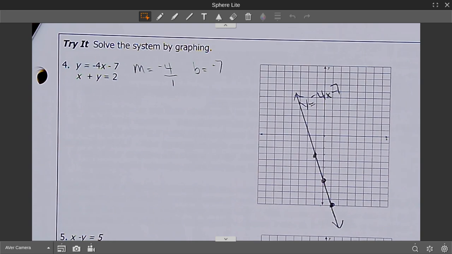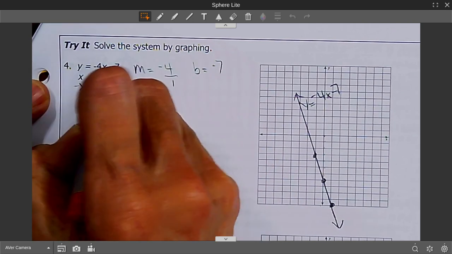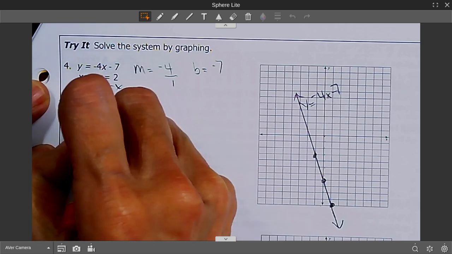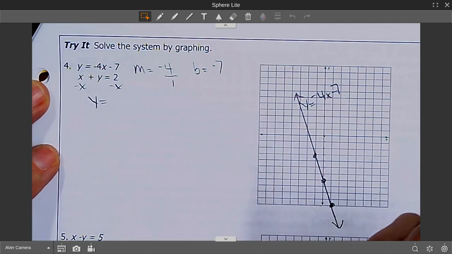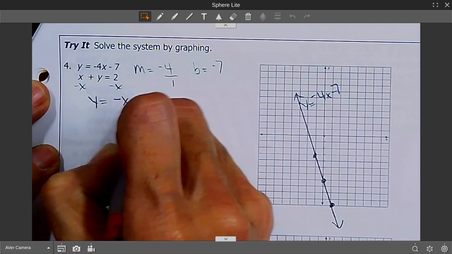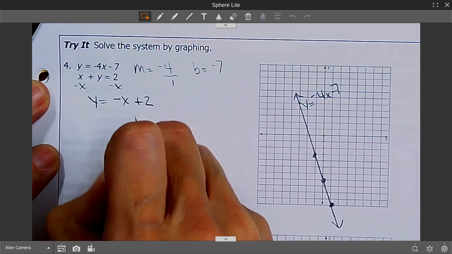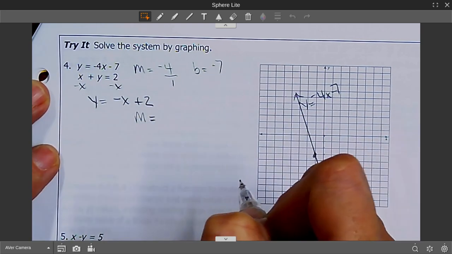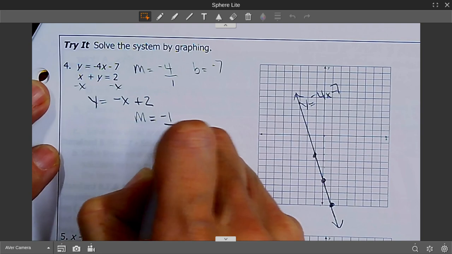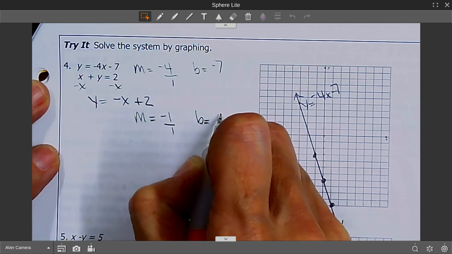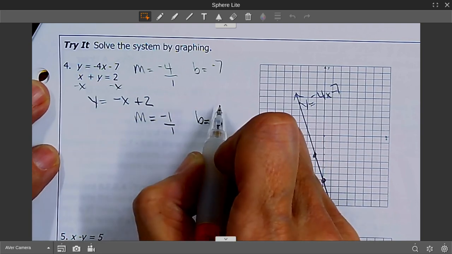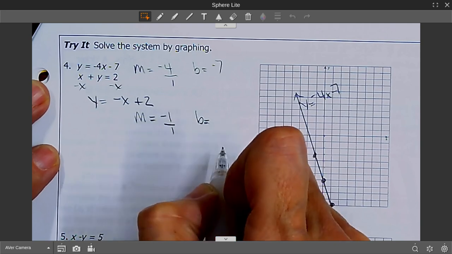Is our second equation ready to graph? No, no, no. What do we have to do? Move the x over. What do I have after I move it? Good. So my M and my B. Negative 2? Oh, yeah. It is? Oh, 2.